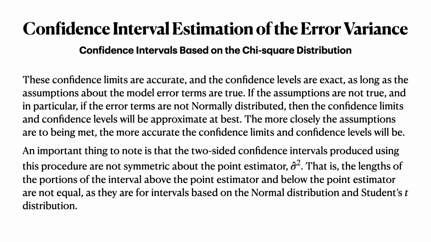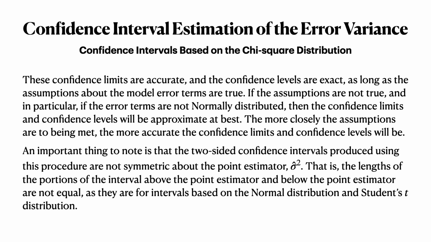These confidence limits are accurate and the confidence levels are exact as long as the assumptions about the model error terms are true. If the assumptions are not true, and in particular, if the error terms are not normally distributed, then the confidence limits and confidence levels will be approximate at best. The more closely the assumptions are to being met, the more accurate the confidence limits and confidence levels will be.